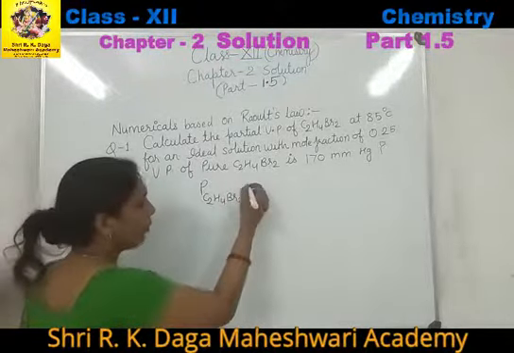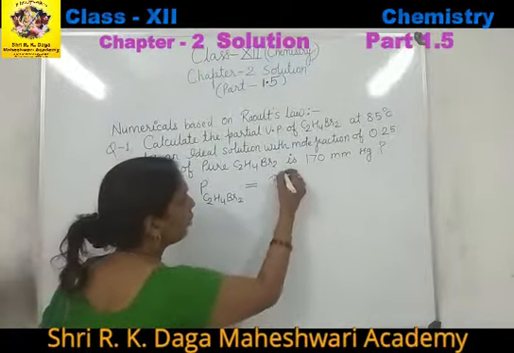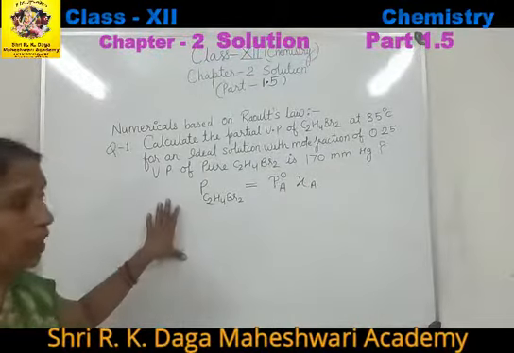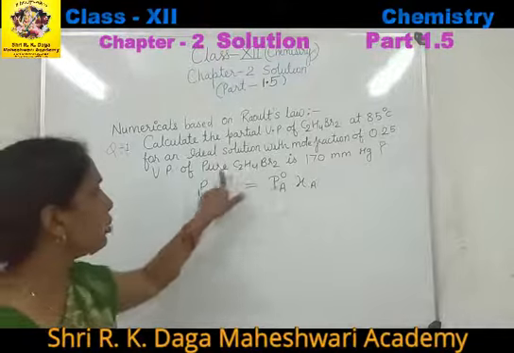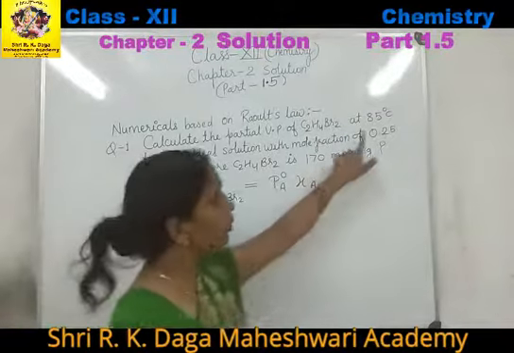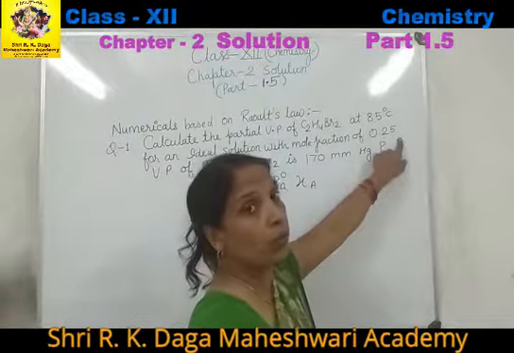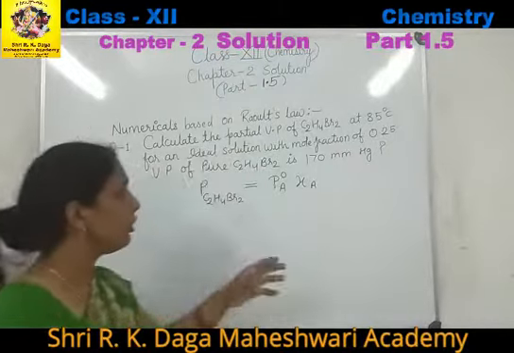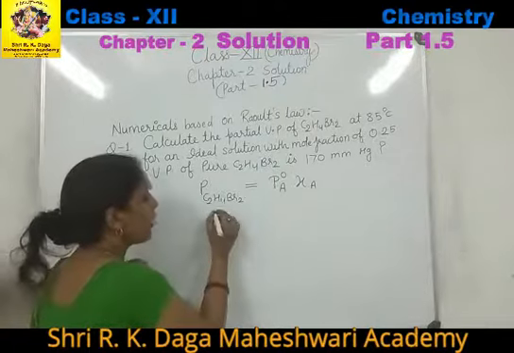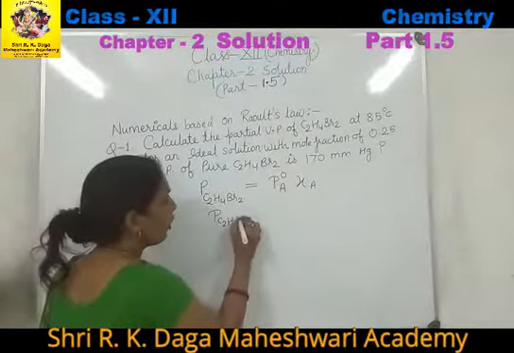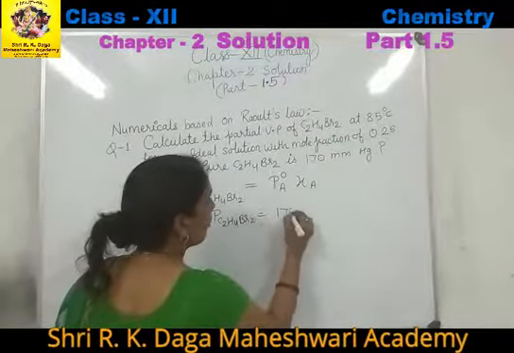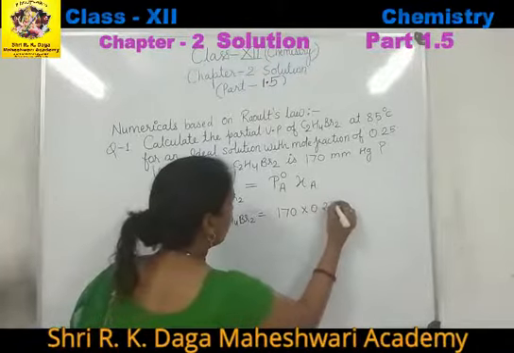We know very well that the partial pressure will always equal the vapor pressure of the pure solvent multiplied by its mole fraction. In our numerical, the vapor pressure of pure C2H4Br2 is given, that is 170 mm, and its mole fraction 0.25 is also given. So the partial vapor pressure of C2H4Br2 will be equal to the pure vapor pressure 170 multiplied by 0.25.